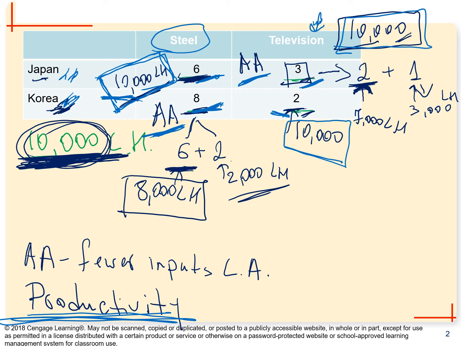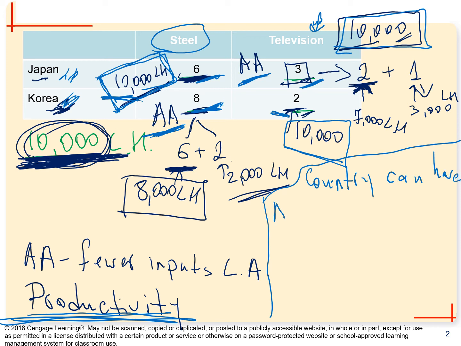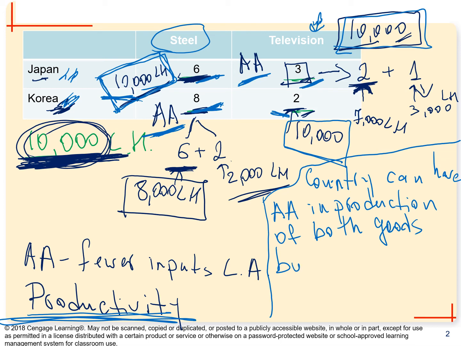So guys, this is what we need to remember. I should have left more space over here. You need to know this. Country can have absolute advantage in production of both goods, but comparative advantage in production of only one good.